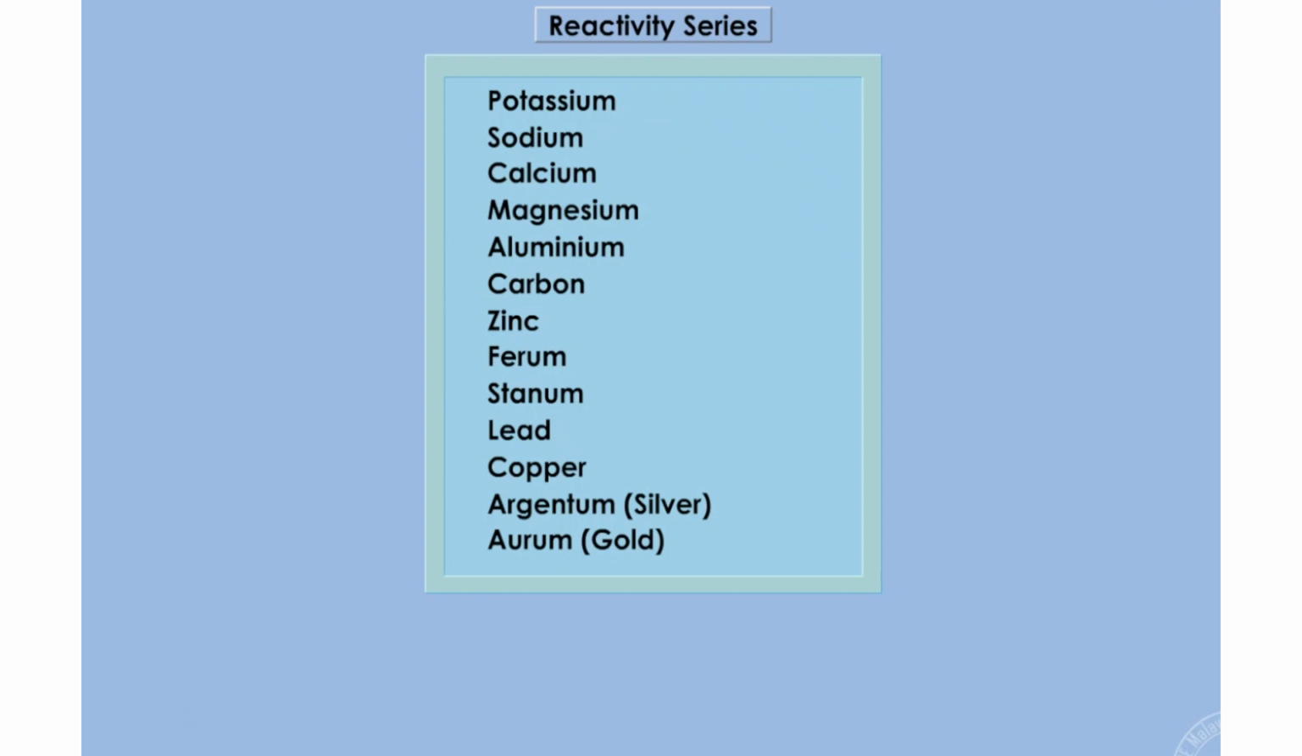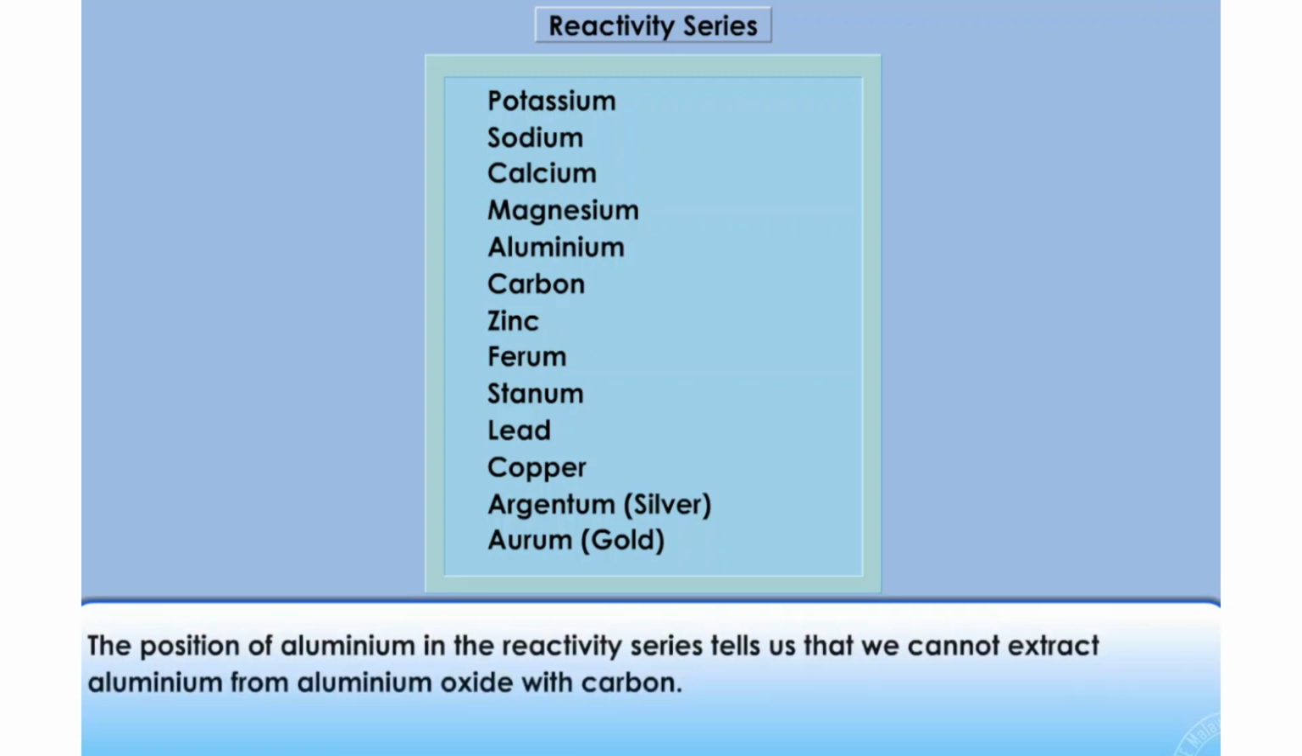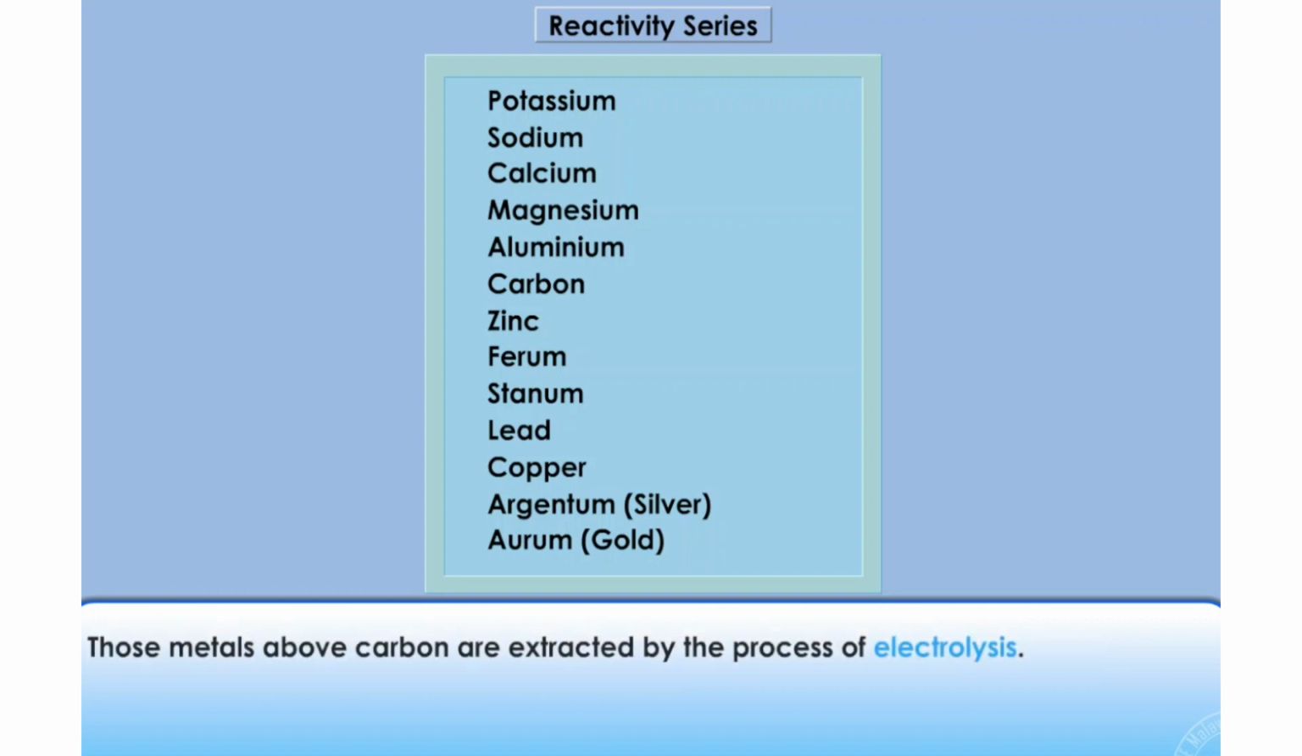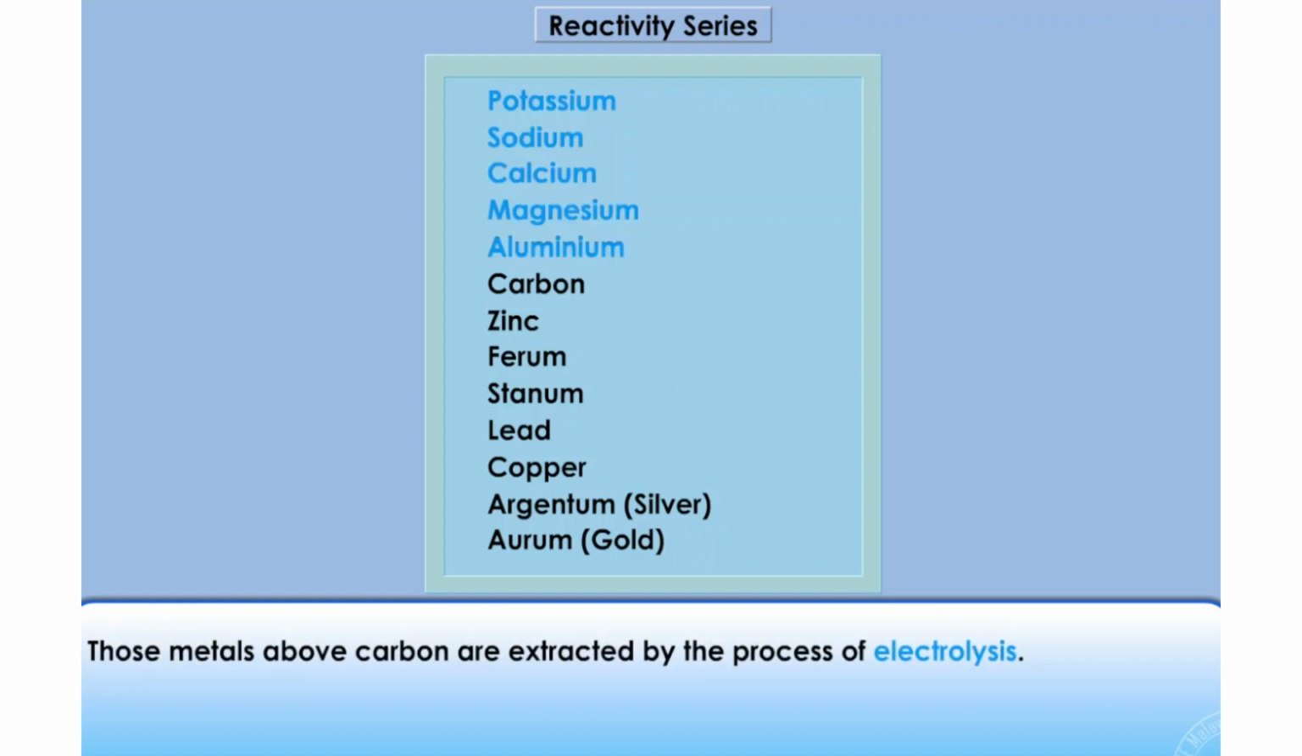There are two ways metals can be extracted. Metals below carbon are extracted by using carbon. The other method is by electrolysis. The position of aluminum in the reactivity series tells us that we cannot extract aluminum from aluminum oxide with carbon. Those metals above carbon are extracted by the process of electrolysis.